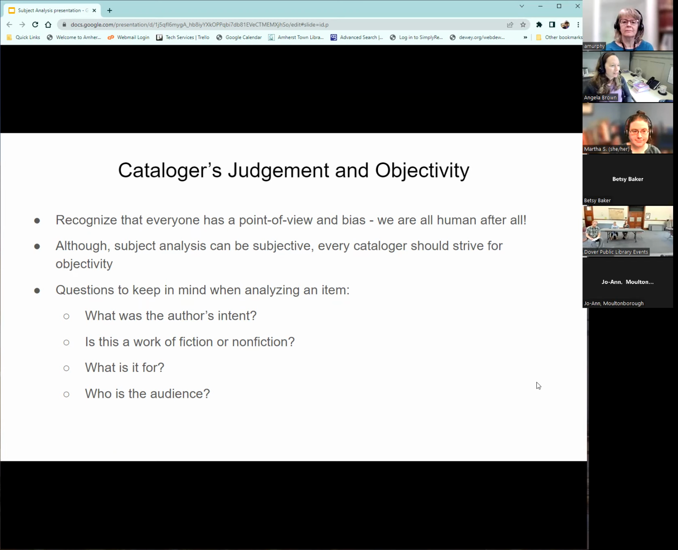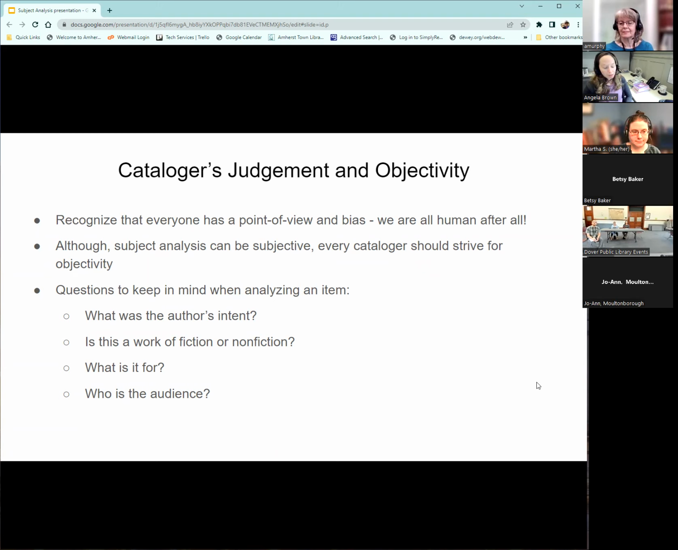To help with this, it's good to recognize your own perspective and approach each item equally, and then analyze an item with as much objectivity as possible. There's no real hard and fast rules about this, but some questions that might be helpful to ask are: what was the author's intent? Is this a work of fiction or nonfiction? What is it for? Who is the audience? All of these can be helpful when you're analyzing a work and applying subject headings, as we previously discussed.